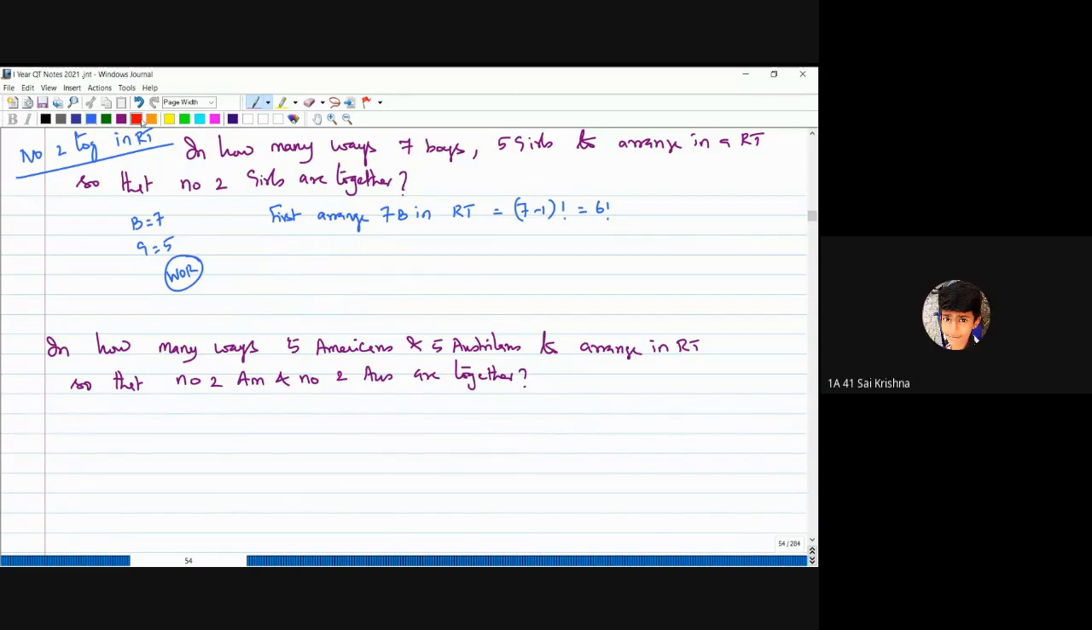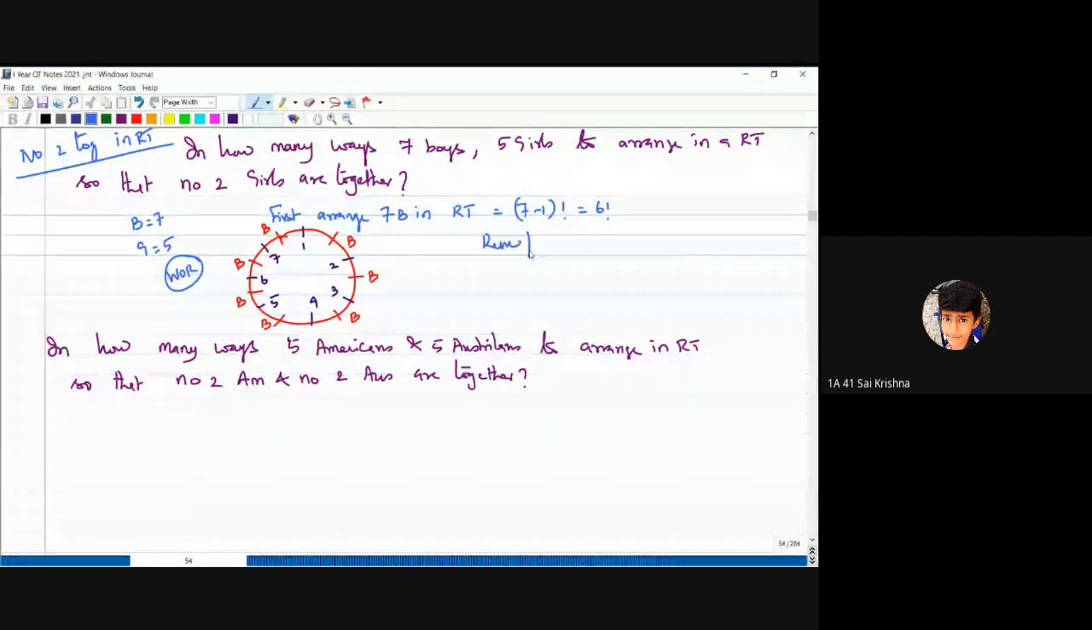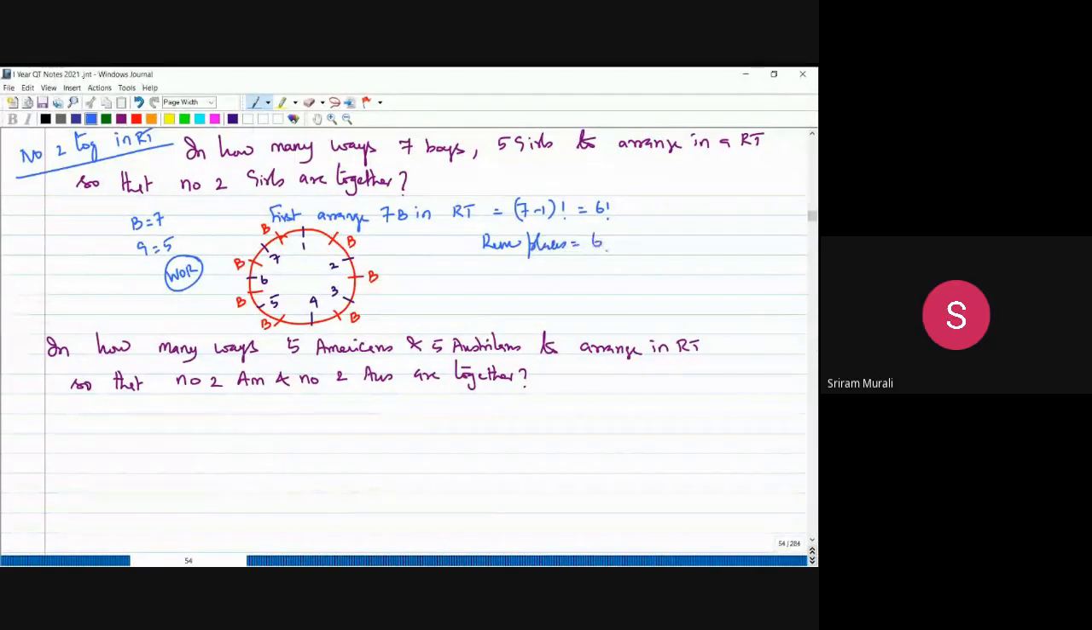Let me show it once more. See, first place the 7 boys: 1, 2, 3, 4, 5, 6, 7. How many places are vacant? 1, 2, 3, 4, 5, 6, 7 places are left out. Have you understood? Yes, sir. The remaining places will be equal to 7.